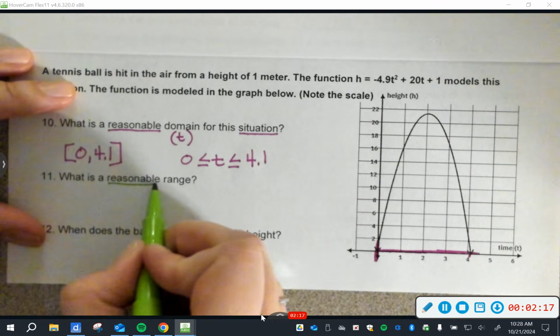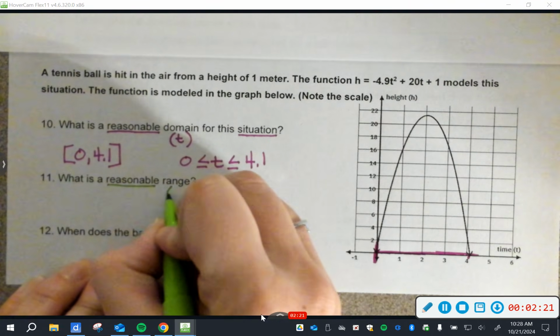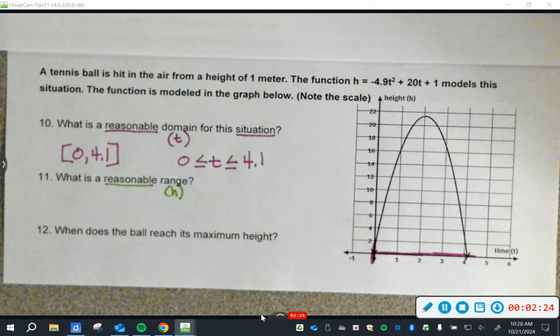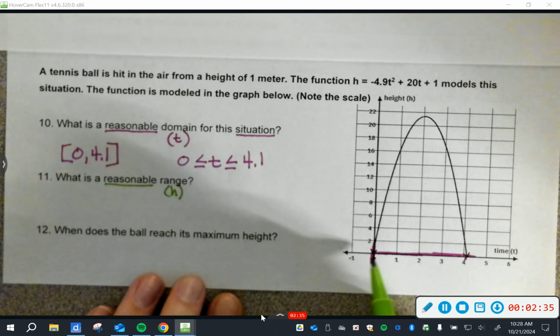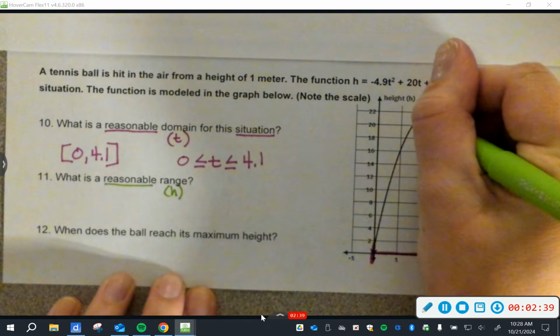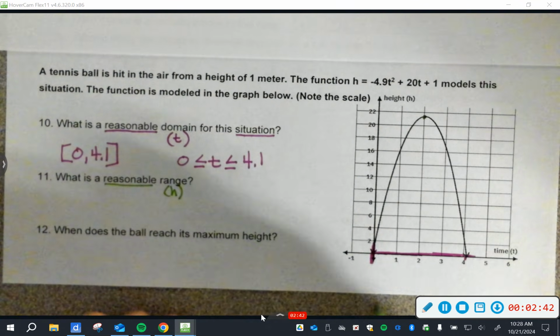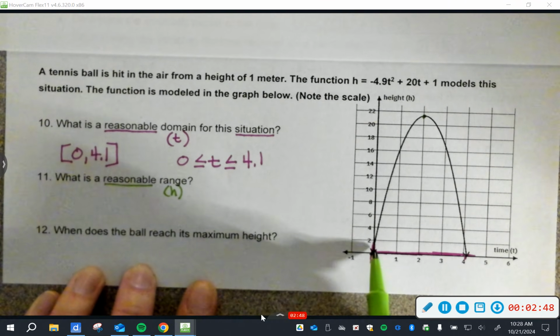Reasonable range, okay, so that would be the y values. And the y here is h, or height. Okay, so we really need to consider this. Where does our height begin, and what's the highest point it reaches? Because we know there's a maximum, right? Well, the height does not begin at 0, right? Where does our height begin?